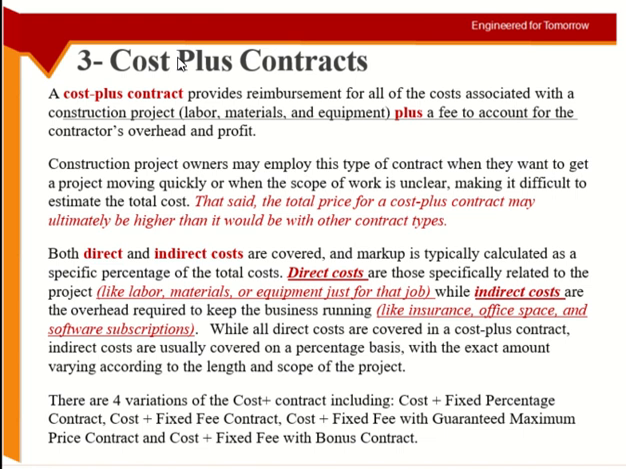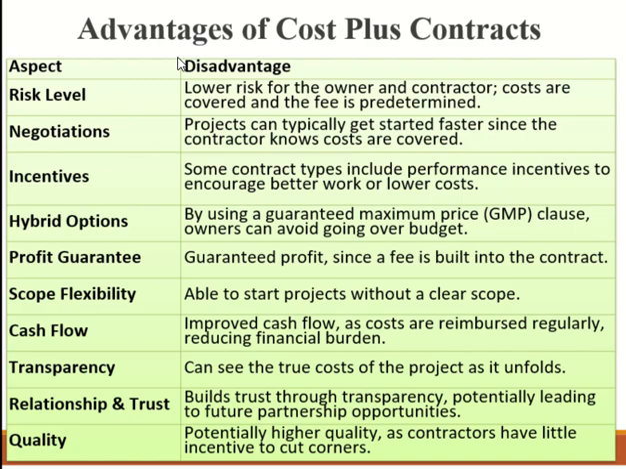Cost plus fixed percentage. Okay, so this 6% is what? Your profit, right? Okay, or cost plus fixed fee. So the fee is your fee, your profit. And then we have cost plus fixed fee with guaranteed maximum, and the other one. Okay, we'll talk about them.